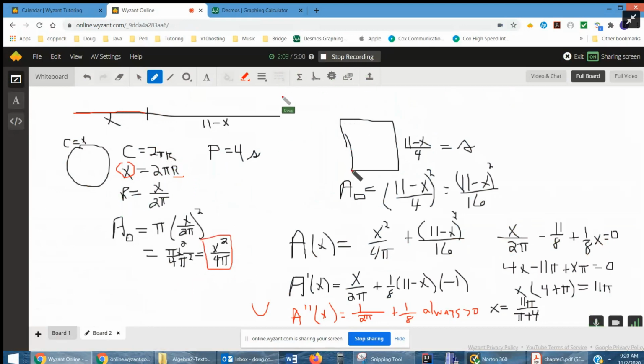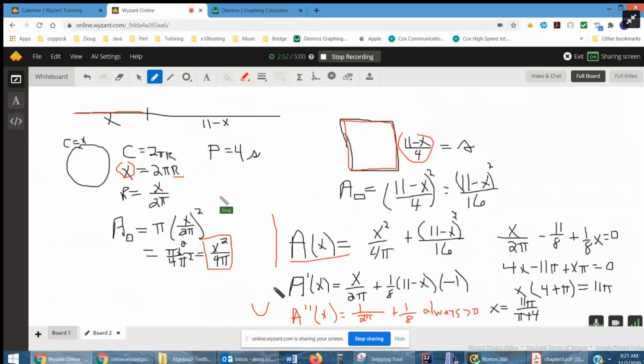As far as the square goes, the total perimeter is 11 minus X. Since each side of a square has the same measure, then one side has to be (11 minus X) over 4. That's one side of the square. And the area of a square is side squared. So if I take this expression and square it, I'll have the expression that represents the area of the square. So the total area of the circle and the square is represented by, here's the area of the circle, here's the area of the square. I want to find what value of X will make this function have a minimum value.